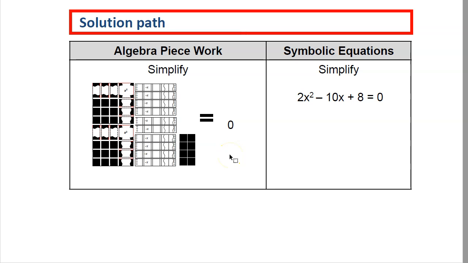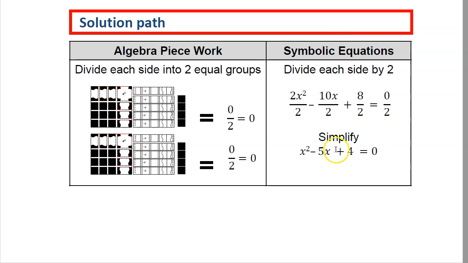Now we'll simplify. For algebra pieces, we're left with 2 black x squared, 10 opposite x strips, and 8 black tiles. Symbolically, we have 2x squared minus 10x plus 8 equals 0. Now we'll divide each side into 2 equal groups for our algebra pieces, and symbolically we'll divide each side by 2, which simplifies to x squared minus 5x plus 4 equals 0.